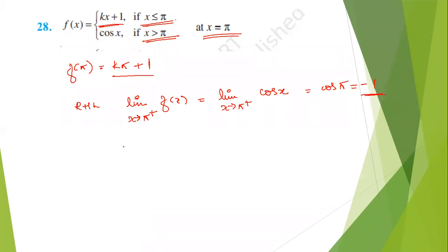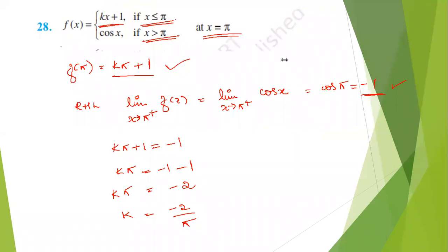So what you get? K pi plus 1 should be equal to minus 1. So k pi will be minus 1 minus 1. So this you'll get as minus 2. So what will be k? It will be minus 2 by pi. All are getting the same value. Yes, good. Understood, right, how to do? Just equate the functional value with the limiting value. That's all. Yes. Next.